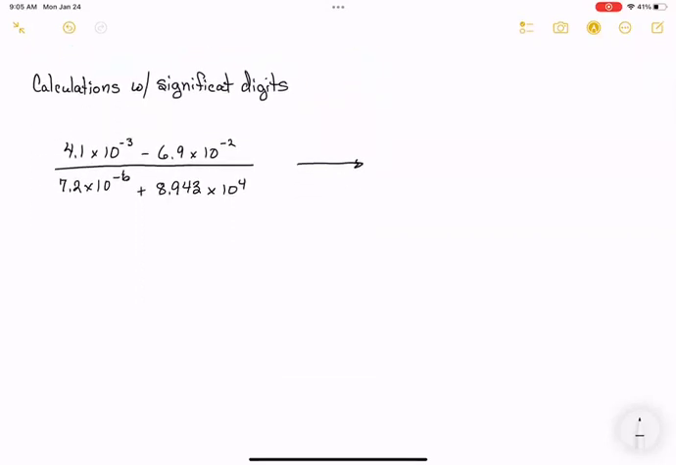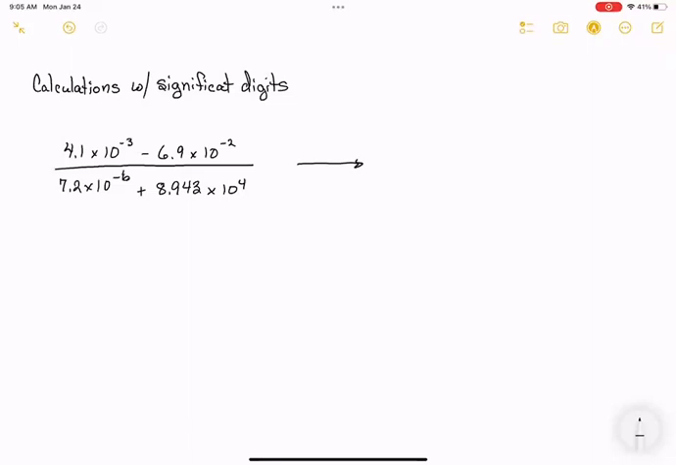So, calculations with significant digits. Folks, multiplication and division is not so bad if that's the only thing you have to do, because the rule for multiplication and division is that the number of significant digits you record in your answer is equal to the measurement with the fewest significant digits. And in scientific notation, those significant digits are all found in the mantissa of the scientific notation, which is the first part of that number. So when you're doing multiplication and division, all you got to do is look at the mantissas and determine the number of significant digits from those.